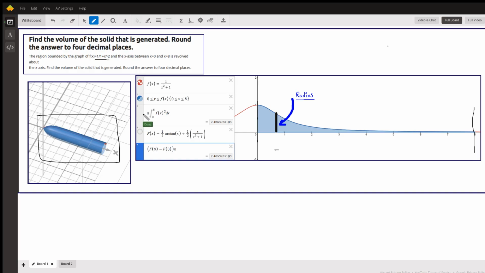So this is the integral we want to evaluate. Pi times the definite integral from 0 to 8 of f of x squared. That's the radius squared, and dx is like the thickness of the washer. Turns out this is the antiderivative of f of x squared. And you can see that if I evaluate the antiderivative from 8 to 0, multiply by pi, I get the same answer. The question is, how would you do this manually?